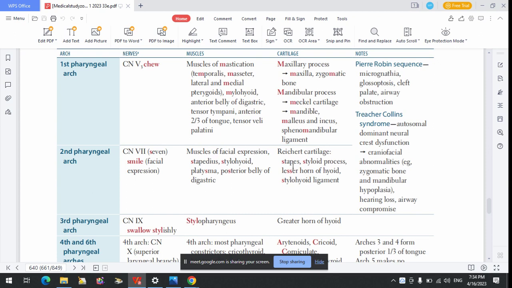With time, you guys will be conversant with this. I've not really seen questions on the first and the second, but I think I've seen some questions on the third, the fourth and the sixth. If they bring it out directly in a question, you will remember. For example, if they ask where the posterior belly of digastric is coming from.